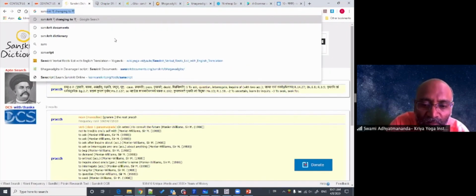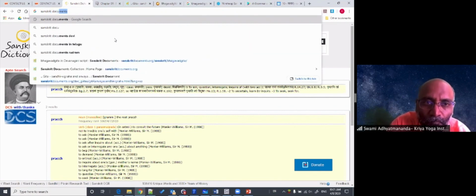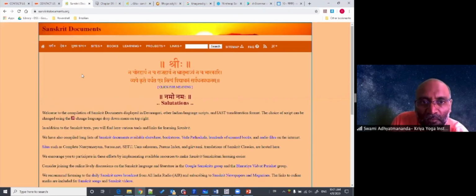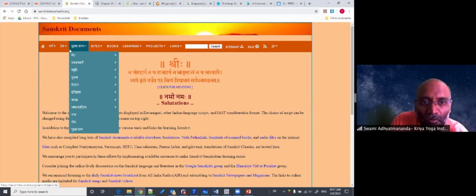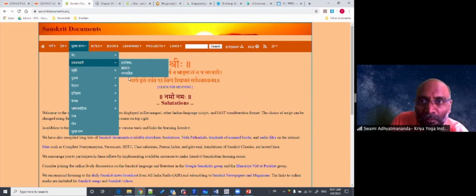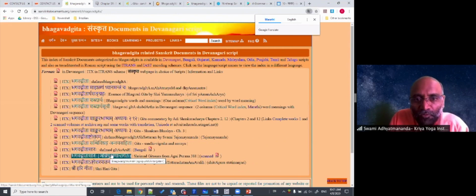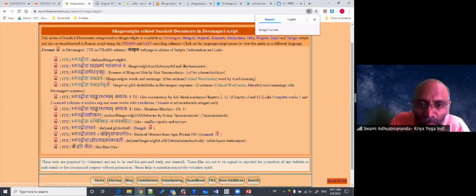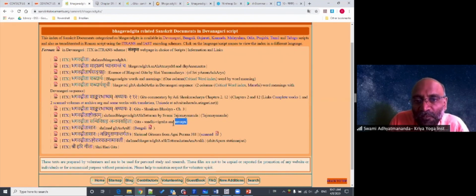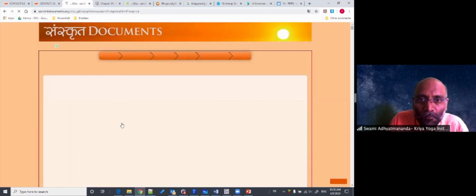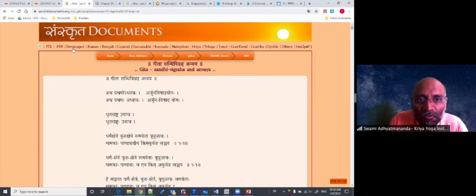So there is a site called Sanskrit Documents. It has pretty much all the Sanskrit documents, scriptures, etc. in the original text. So here I can say Bhagavad Gita, and you see here it says Bhagavad Gita Sandhi Vigraha Anvaya. That means Gita is split. Vigraha means split. So the Sandhi is split, and Anvaya means it has also been arranged, which is the way you should actually write that sentence. So if I click on this, it is coming in Devanagari, but as you can see the top row, you can change into any script. So if I say Roman, you can get the Roman.